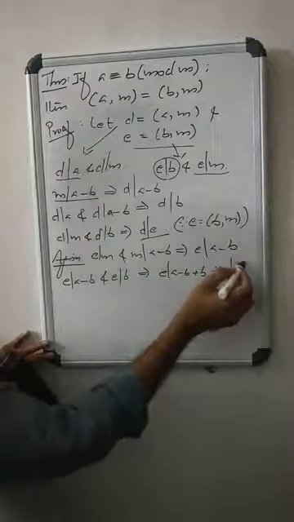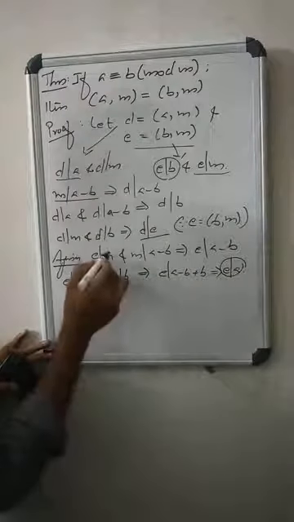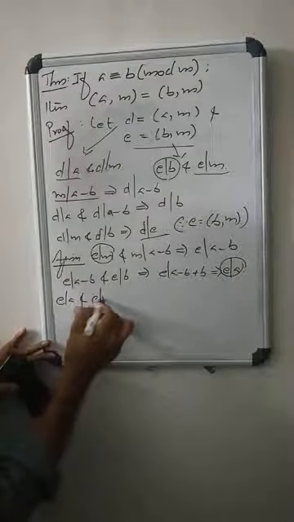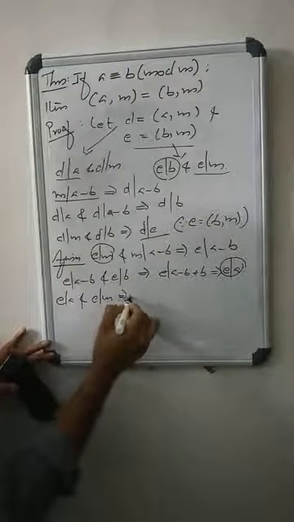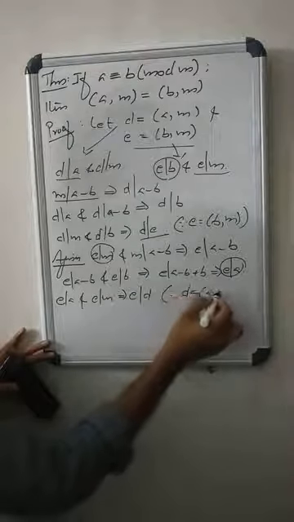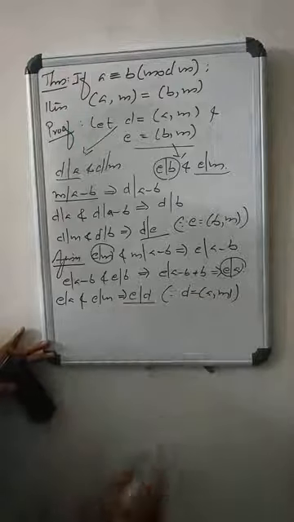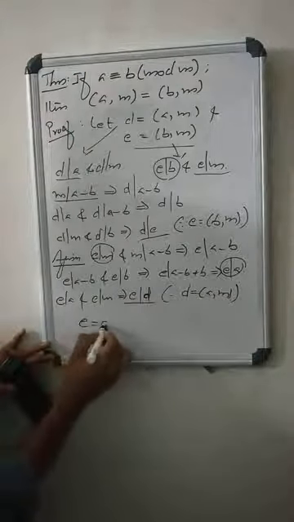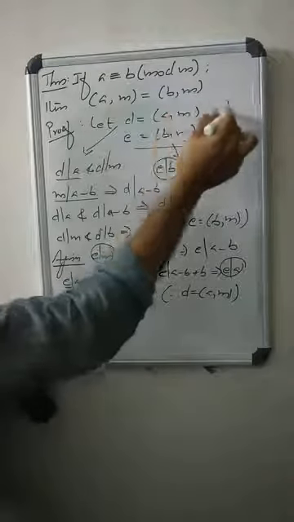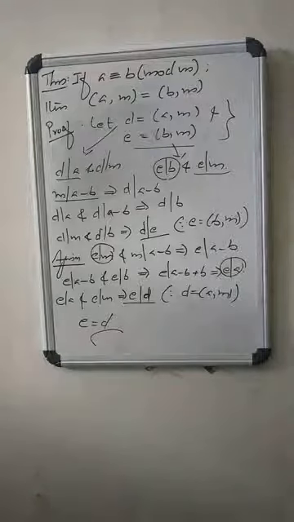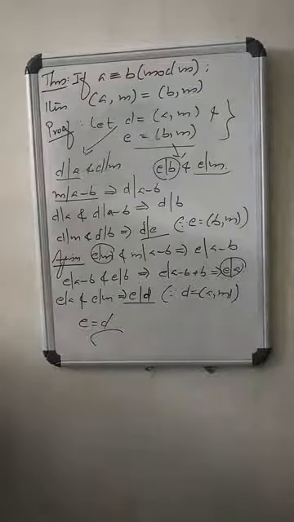So here E divides A and E divides M. That means E divides D. Why? Because the GCD of A and M is D. So E divides D and D divides E. Combined, you have E equals D, meaning the GCD of A and M and the GCD of B and M are the same. Okay, right.